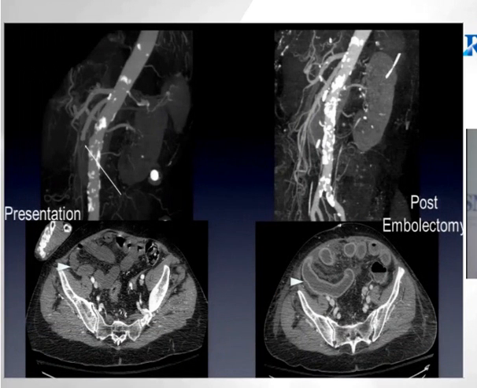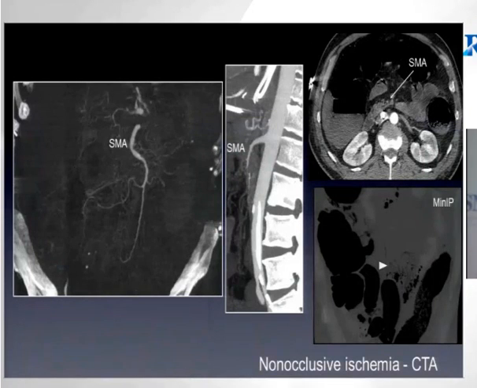This is a nice case of an SMA embolus that was pre and post embolectomy, and you can see that it opened up nicely after the embolectomy, and I love this case because at presentation you can see the bowel was diffusely hypoenhancing, but following the embolectomy this is a classic example of reperfusion where the bowel has thickened now and it is hyperenhancing.